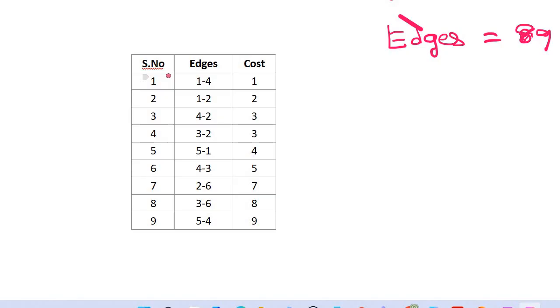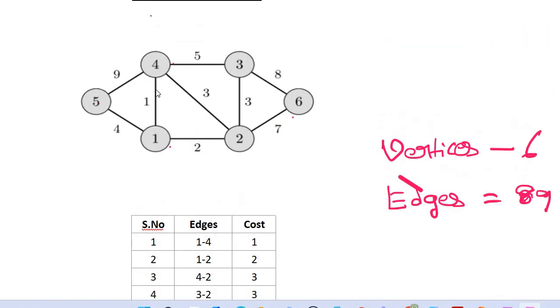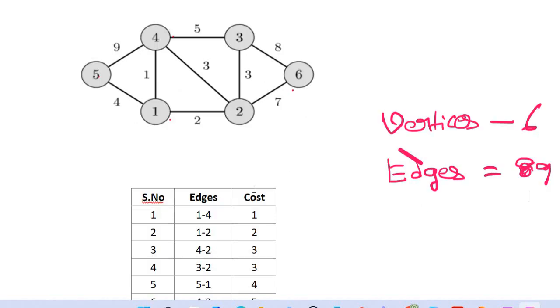1 to 4, it has cost 1. 1 to 2, it has cost 2. And 4 to 2, the cost associated with it is 3. And 3 to 2, the cost is 3. Similarly, 3 to 6, 8. And 2 to 6, 7.